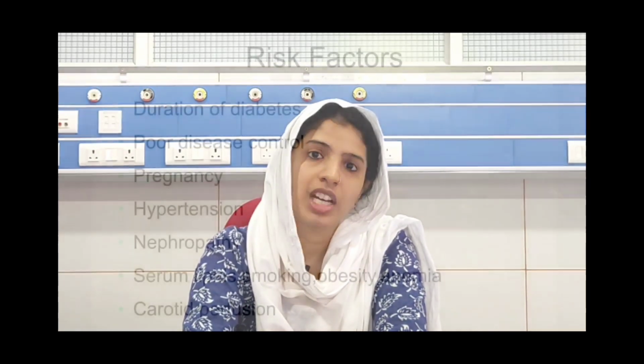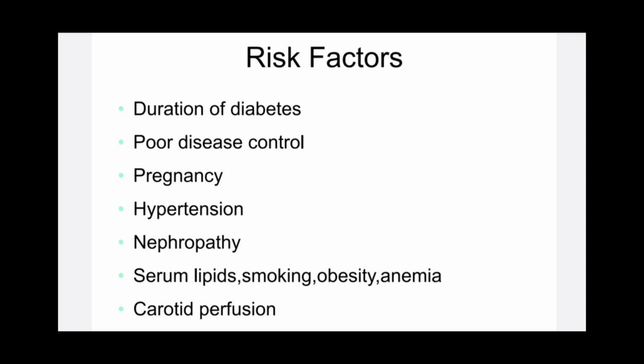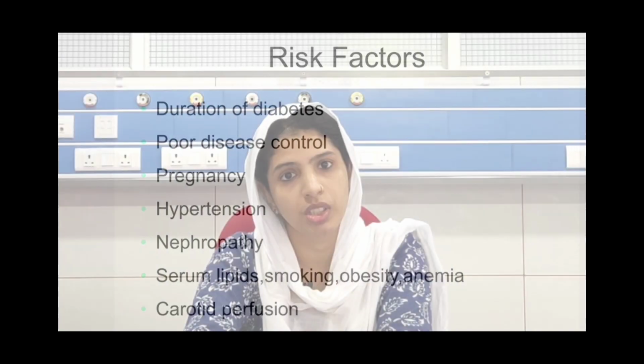Coming to risk factors of diabetic retinopathy, the duration of diabetes is the most important risk factor. Other risk factors are poor disease control, that is poor glycemic control, and pregnancy. Pregnancy is known to worsen the diabetic retinopathy status, and hypertension, nephropathy, smoking, obesity, anemia, carotid perfusion and hyperlipidemia are all known to contribute to the progression of the disease.